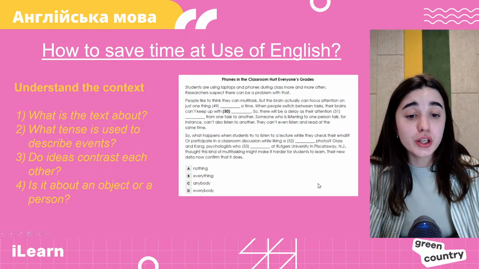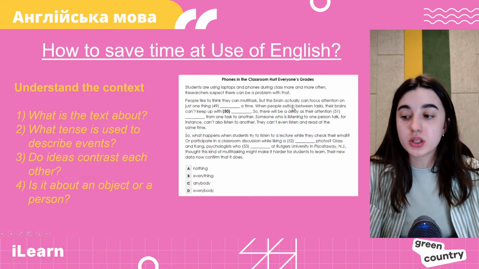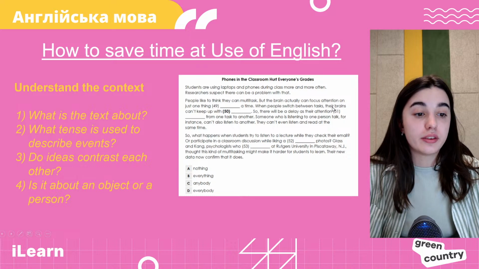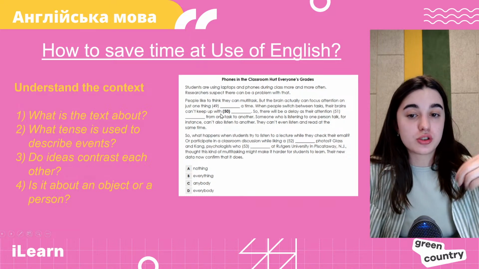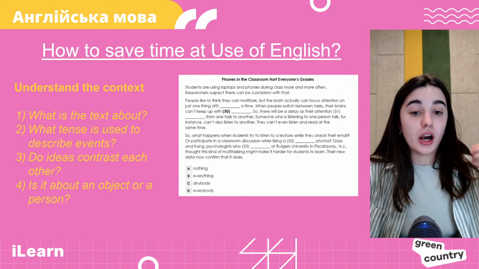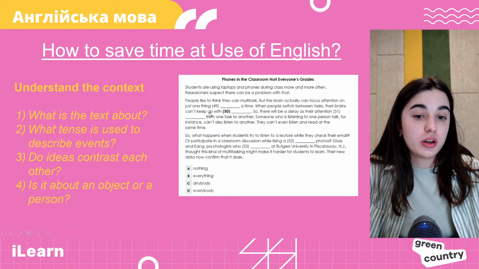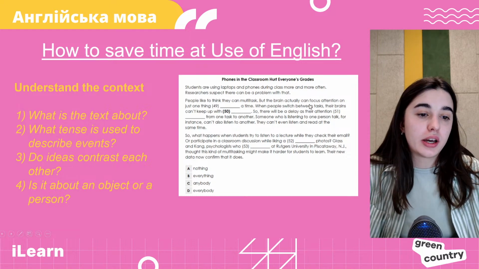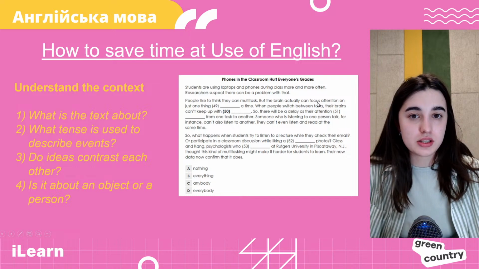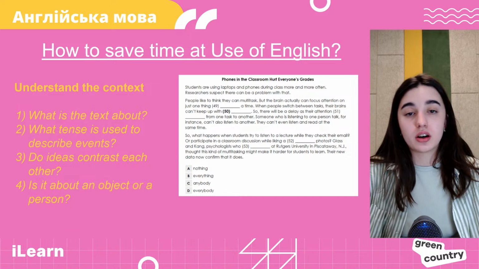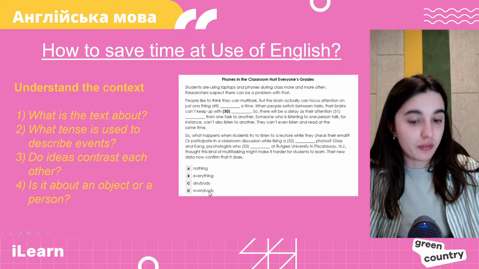Here we have some questions that you can ask yourself while analyzing the context. For example, you can see the sentence: when people switch between tasks, their brains can't keep up with, and what question can you ask? For example, is it about an object or a person? If we talk about keeping up and tasks, tasks are objects, right? These are things that are not alive. So we can cross out the words anybody and everybody.